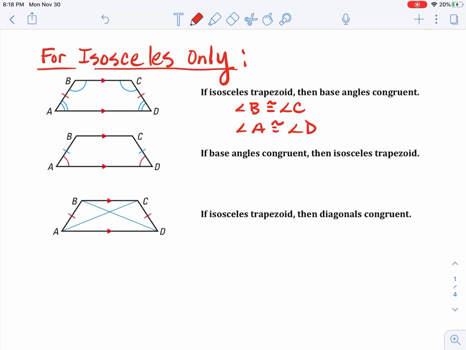Remember the diagonals are always the lines that are running from corner to corner. So in this picture, that's trying to tell you that AC is congruent to BD. So for isosceles trapezoids, your base angles will be congruent and your diagonals will be congruent.